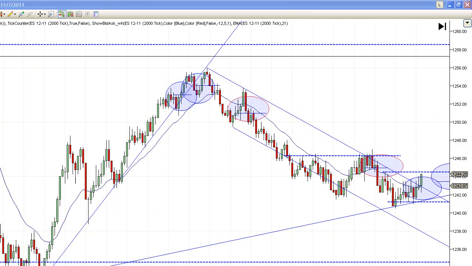But just to make sure you saw the second entry on the second trade, you had your new high right here at 12.55.50.